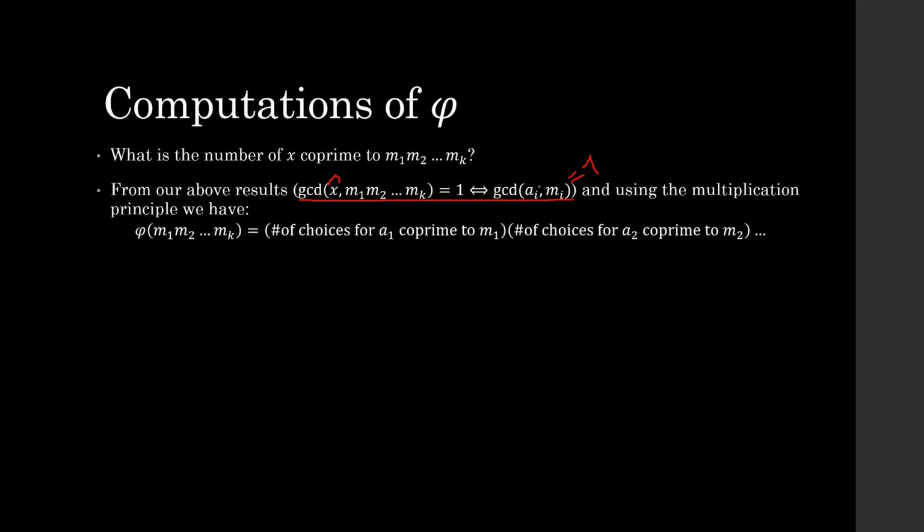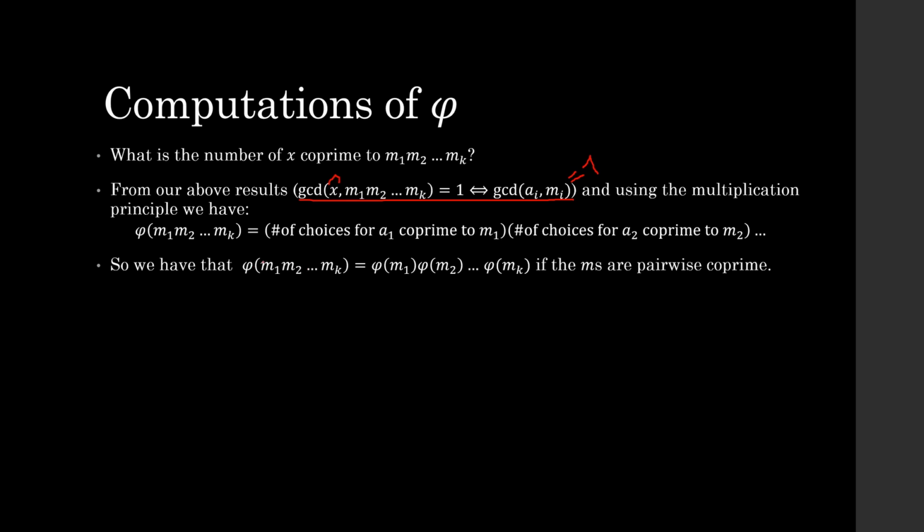Because keep in mind, we need all the ai's to be coprime to all the mi's. So we need to look at all the different choices we can have of that. And then we apply the multiplication principle to combine all of these. And so that actually gives us exactly a formula for phi. We have that phi of m1, m2 all the way to mk gives us phi of m1 times phi of m2 all the way to phi of mk.